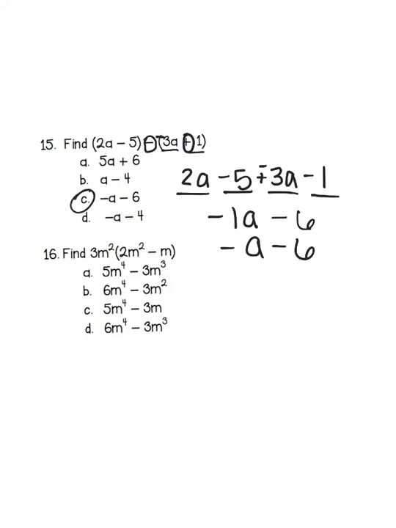For problem 16, I'm going to just distribute the 3m squared to each term in the binomial. So I've got 3m squared times 2m squared is a 6m to the 4th power, because I will add my exponents. And now I will distribute the 3m squared to the second term in the polynomial. So 3m squared times a -m is a -3m to the 3rd power. So that gives us an answer of D.